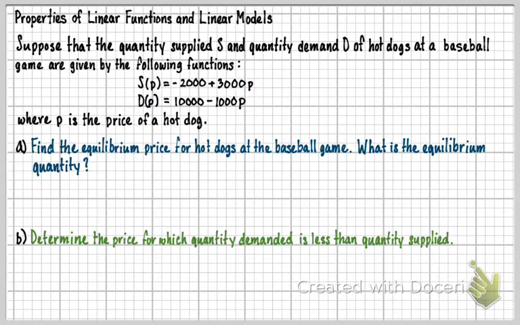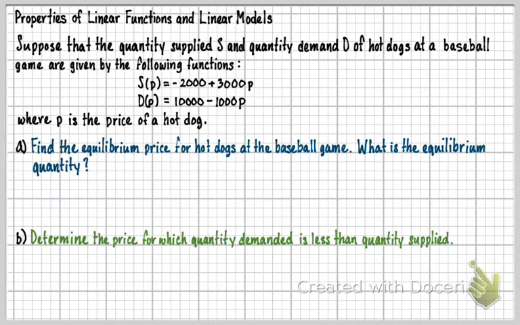Okay, so what we're going to do first is part A, which says find the equilibrium price for hot dogs at the baseball game, and then what is the equilibrium quantity. So we've got to find two things here: a price and the equilibrium quantity. The equilibrium quantity is my S of P or D of P, and my price is, of course, P. Okay, so let's get started with this.